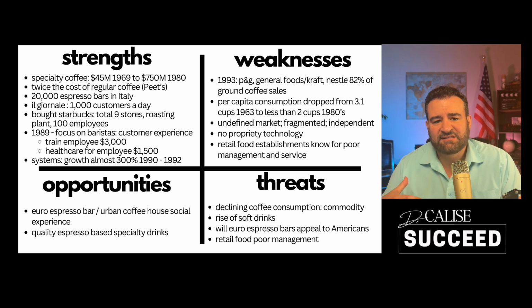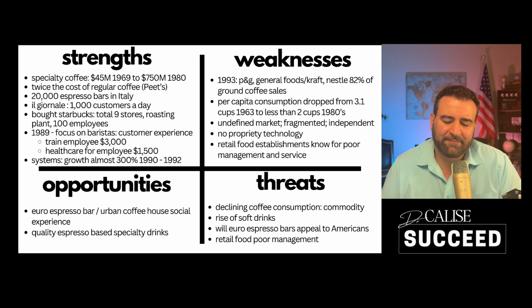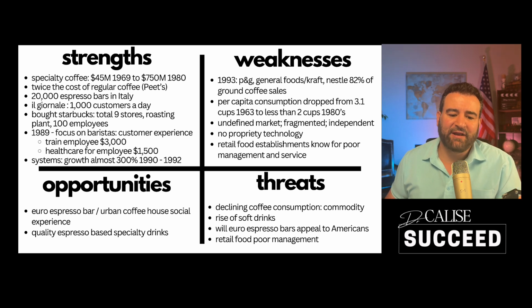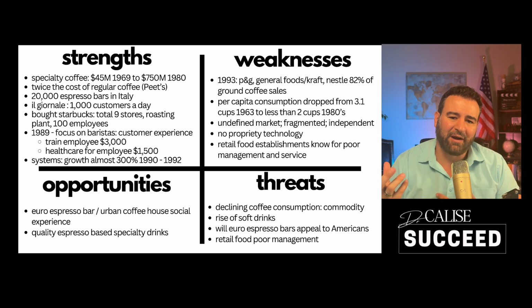I want to express a couple of key points here. When you're doing your strengths, one of the most important things you want to try to do is quantify the items when possible. What do I mean by that? Well, I could say that specialty coffee is on the rise. But how much on the rise is it? Is it a little? Is it a lot? Well, if I tell you that it did $45 million in this industry in 1969 and it's doing $750 million in 1980, okay, now that gives perspective on how much that trend is up. That's what I mean by quantifying.